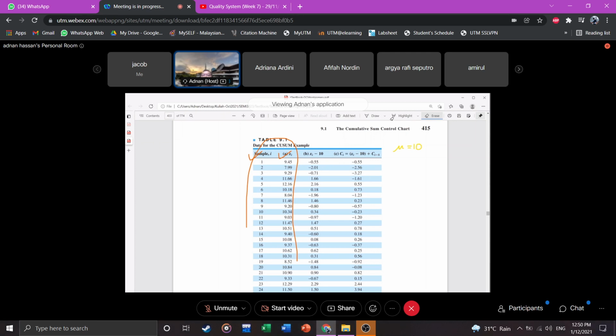So the second value: xi is 7.99, minus 10. And now we have to use the value of C. Now we are at i number 2, so 2 minus 1, meaning C number 1. C number 1 was minus 0.55.